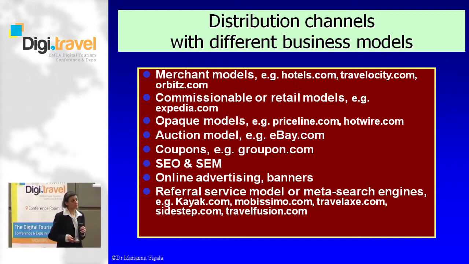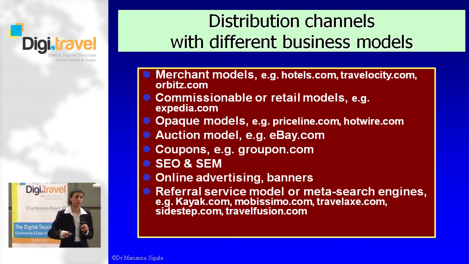There are business channels that will sign merchant contracts with you, meaning that you pre-sell to them at a pre-contracted price, and this is stable for you and a fixed cost for you. You have channels whereby you pay them a commission and you don't pay any fixed cost. There are channels that work with the opaque model.